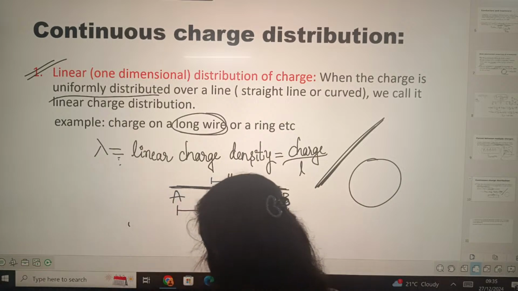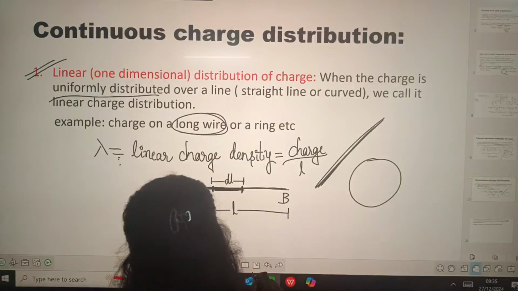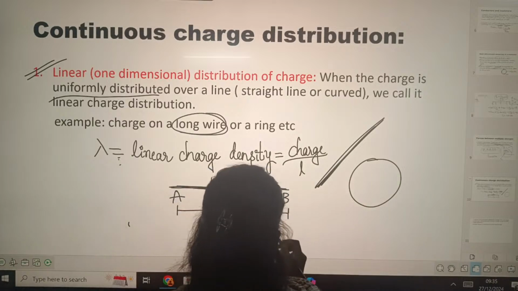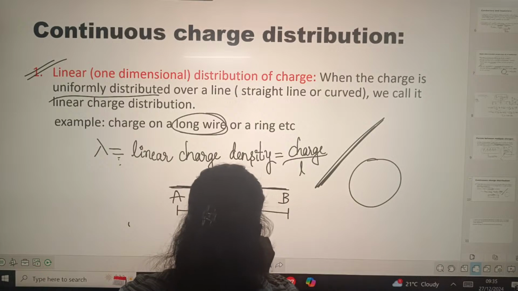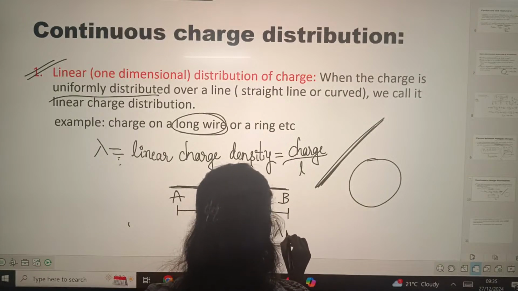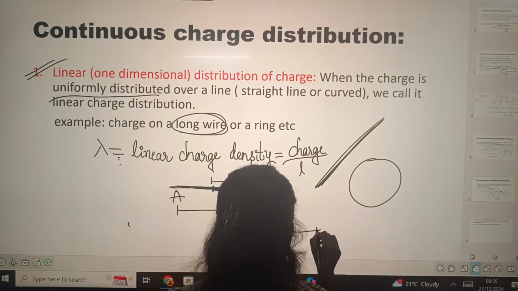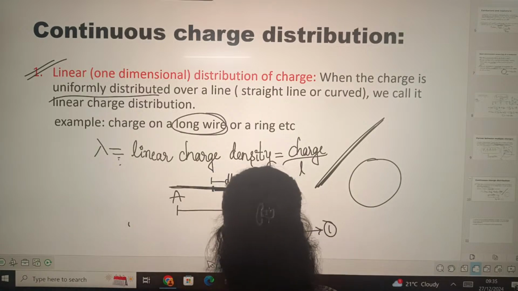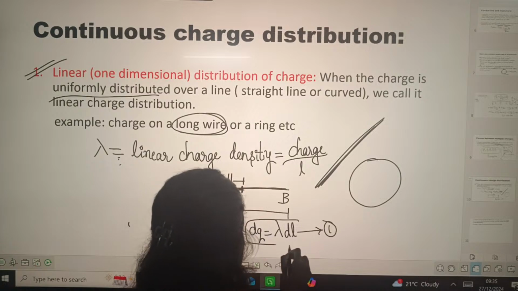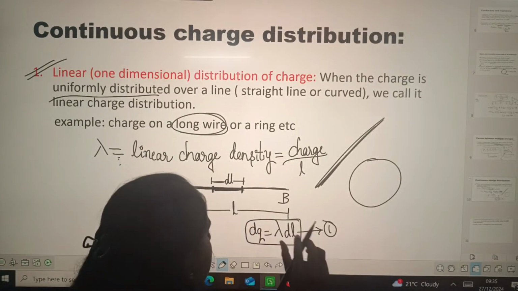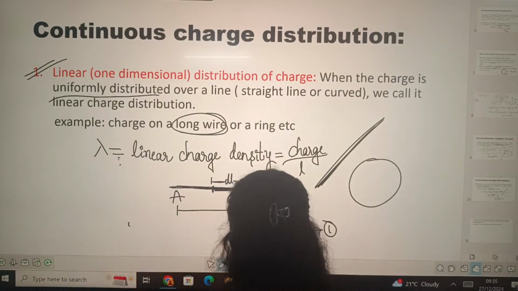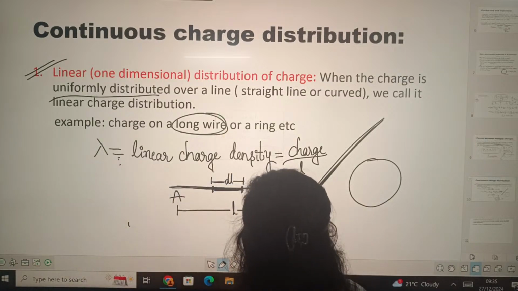Then what is the charge on the element of length dl? It is nothing but dq is equal to lambda into dl. This is equation number 1. The charge on the small length of wire, dl, we denote as dq is equal to lambda into dl.